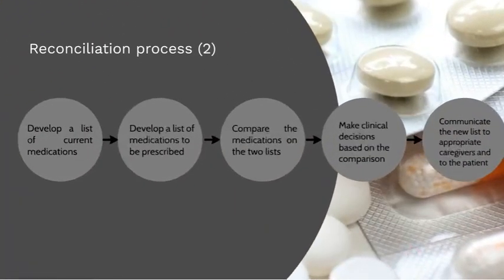What are the steps of the reconciliation process? Develop a list of current medications. Develop a list of medications to be prescribed. Compare the medications on the two lists. Make clinical decisions based on the comparison. Communicate the new list to appropriate caregivers and to the patient.